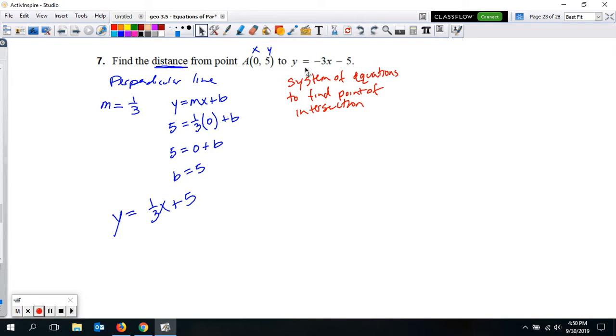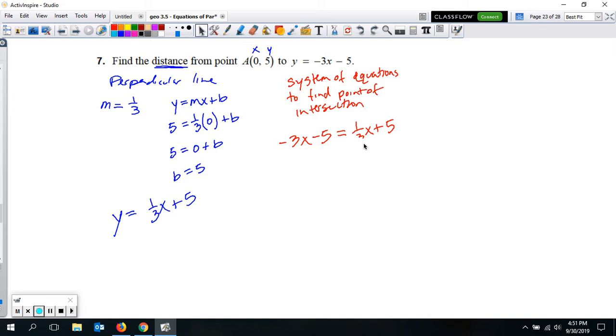And one way we can solve a system is by substitution. Since they both equal y, I can substitute this in for the y that's right here. So negative 3x minus 5, I can plug it in for this y here, and now they both equal each other. So I can write a new equation now, getting rid of the y. So negative 3x minus 5 is going to equal 1/3 x plus 5. And that's now an equation I can solve for x. Once I find x, I can plug that x back into one of these 2 equations, probably this one here, to figure out what the y equals.